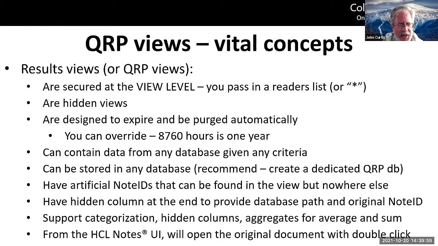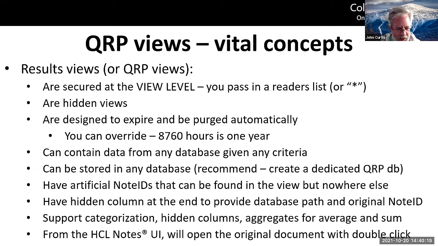I believe it's asterisk. They're hidden. Okay, so you do not see them by default in your tree on the left inside the client. They're designed to expire, as I said, be purged automatically by updall. You can override them. As I say, that magic number 8760 is the hours in a year. You can go ahead and do that.